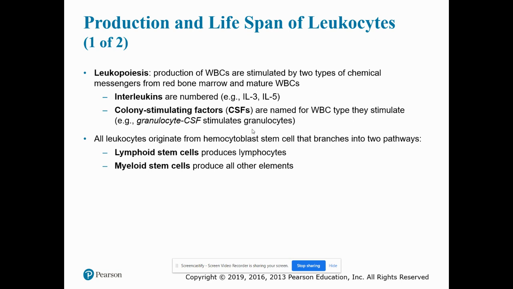All leukocytes originate from hemocytoblast stem cell that branches into two pathways. So you have the lymphoid stem cells and the myeloid stem cells. The lymphoid are going to produce the lymphocytes, the myeloid are going to produce everything else, all the other elements.